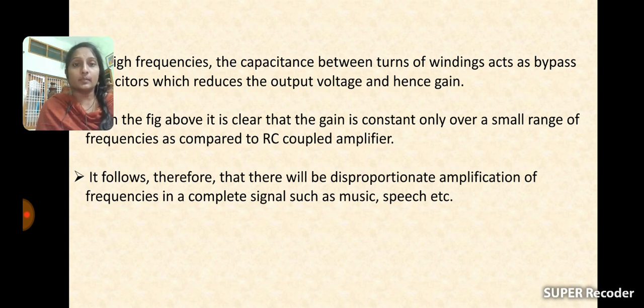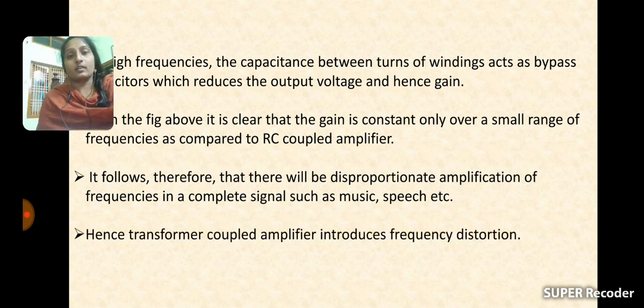And see here in the above figure, it is clear that the gain is constant only over a small range of frequencies as compared to the RC coupled amplifier. And it follows therefore that there will be a disproportionate amplification of frequencies in complex signals such as music signal or speech signal, etc. Okay. And see here, hence the transformer coupled amplifier introduces frequency distortion.